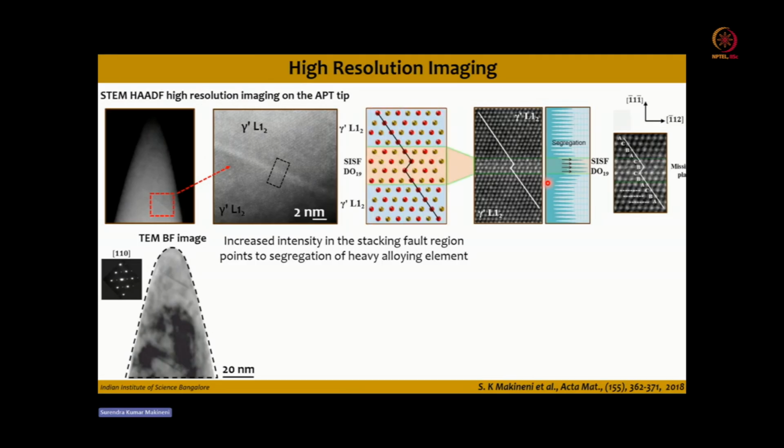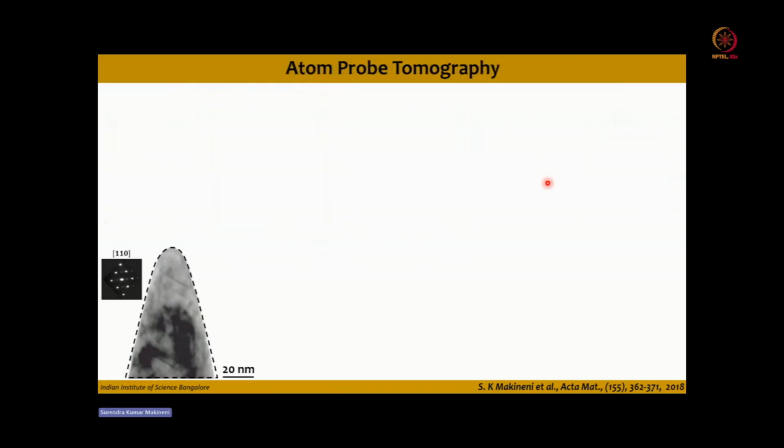Okay, this is a schematic to show the presence of the DO19 structure. Now, in the same tip needle specimen, we did the field evaporation and you can see the distribution of cobalt atoms. And if you draw a chromium isosurface, you can see there is a linear feature at the same location where there is a presence of a stacking fault.